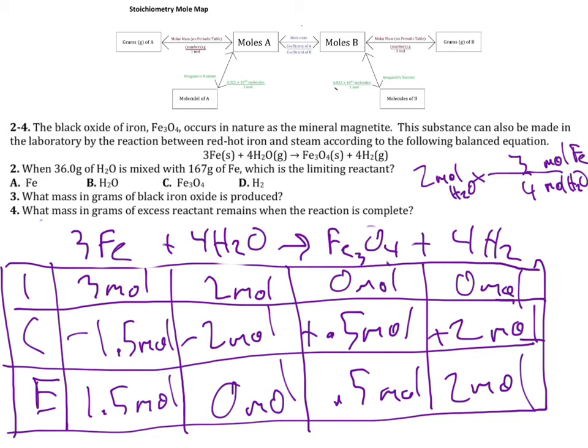Okay. So this is our ending amount. Now notice how this is what's limiting us. We end up with 0. This is in excess. We end up with some left over. This here is how much product is produced. And so let's go ahead and answer this question.